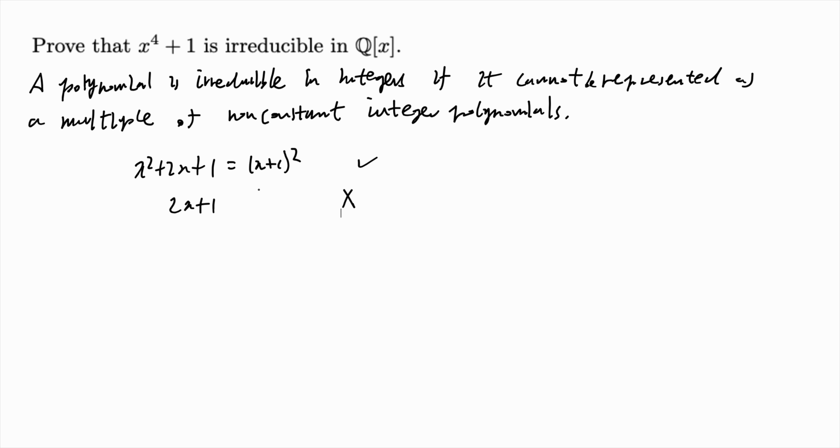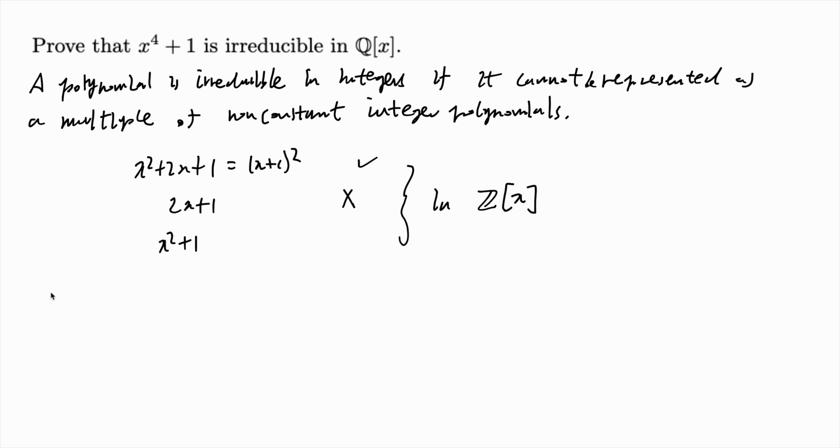And I think another good one is x squared plus 1. We cannot reduce this anymore because we don't have real roots. So if we don't have a rational root for a polynomial, then we could just say that it is irreducible in integers.